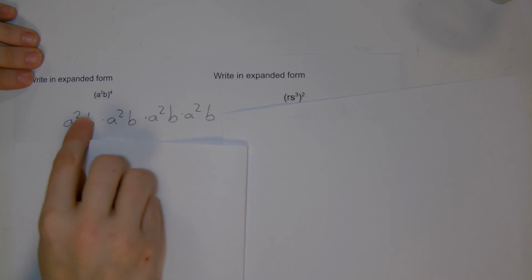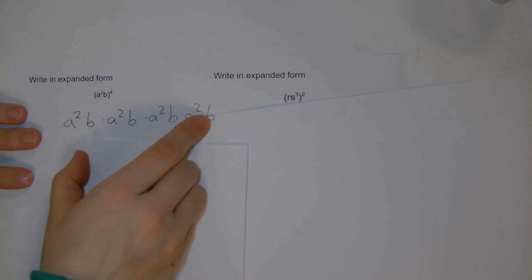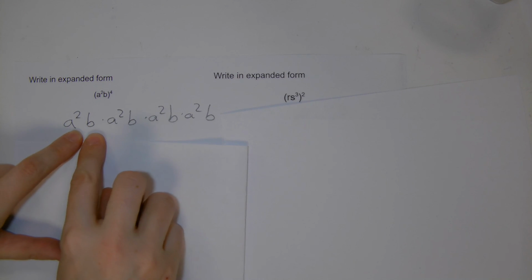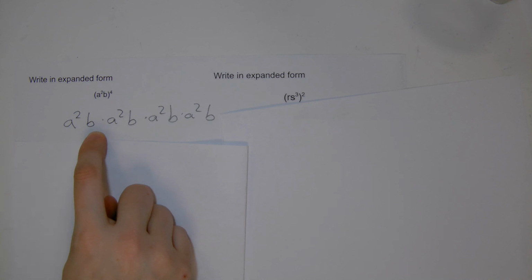All right, last two. We've got parentheses a squared b to the fourth power. Think about what's repeating. Let's take a look. How would we expand this? Well, we should have a squared b 4 times, right? A squared b, a squared b, a squared b, a squared b. Now, these actually have exponents still, right? The a squared does. In our next video, we'll look at how we expand that further. Let's look at this one now.